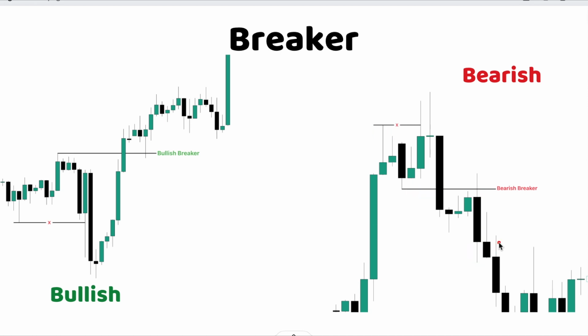For breakers, the reason behind it is that the buyers who bought here want to reduce or mitigate their loss, which is why this is a good point to consider selling and look for our sell setups.